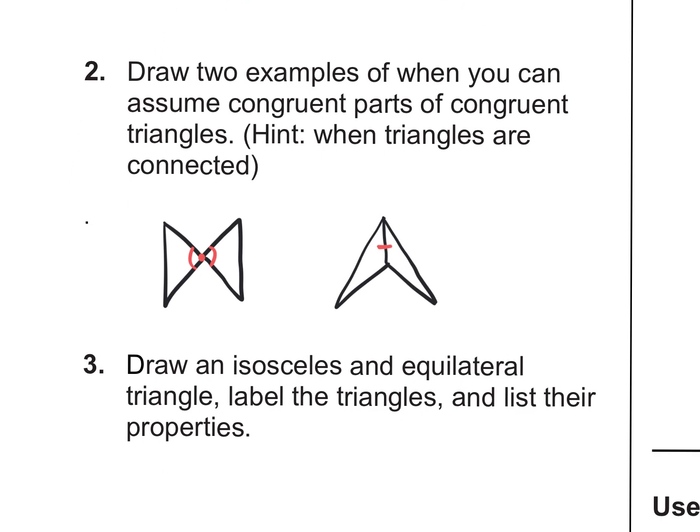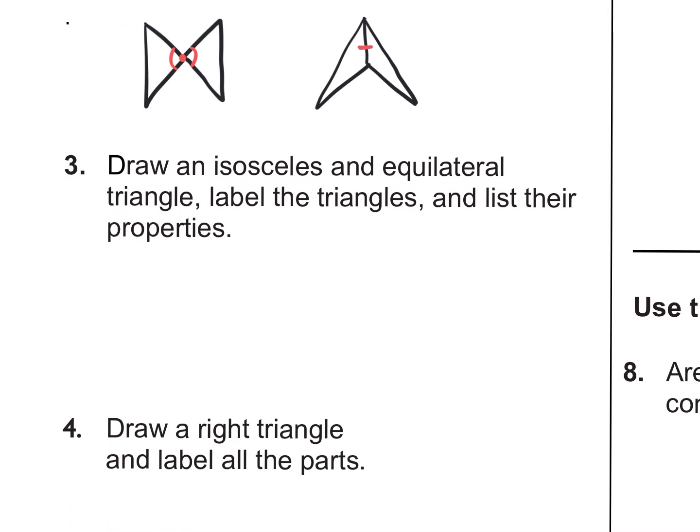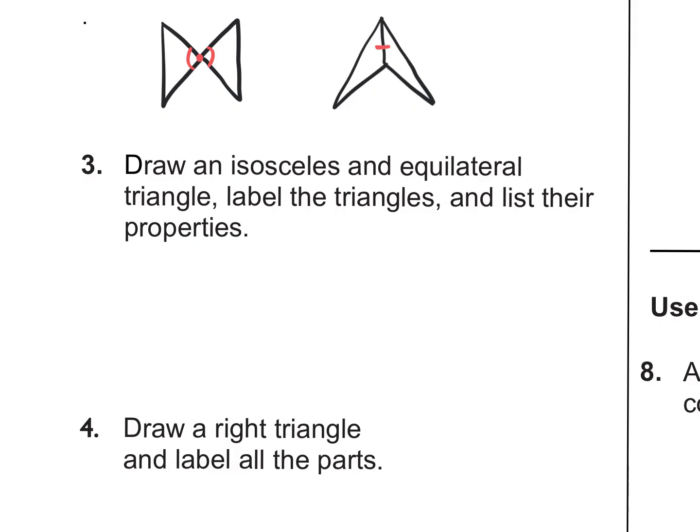Okay. Number 3 says draw an isosceles and equilateral triangle, label the triangles, and list their properties. Okay. So let's start with isosceles. What do we know about isosceles triangles? Yeah, we know that 2 sides are the same, which means that 2 angles have to be the same. Remember, those angles are across from the congruent sides. Do we know anything else about isosceles triangles? No, that's it.